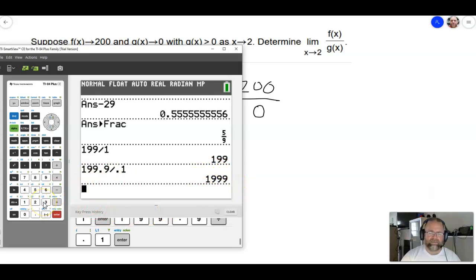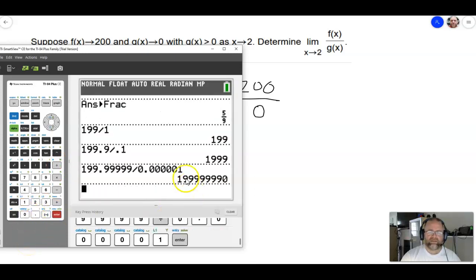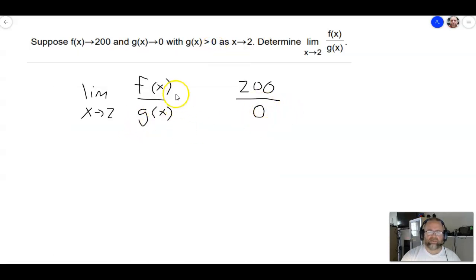Now let's get even closer. It doesn't matter if you do numbers to the left or right of 200. You'll still get the same large values. So you could also do 201 and 200.1 and those types. Let's do 199.99999, so something super close to 200, and divide by something super close to 0, but that's positive. Notice we get a huge number. This number is approaching positive infinity. So that would be equal to positive infinity.